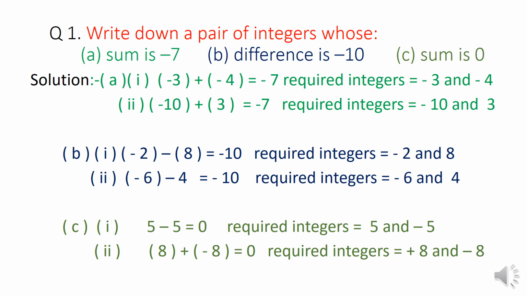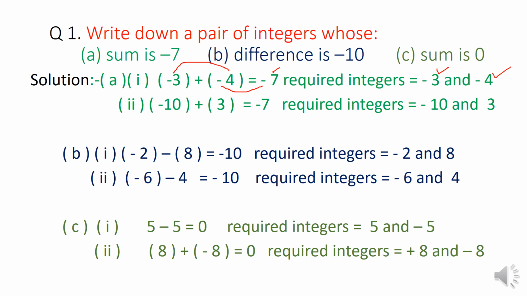Now, listen student, related to this question you will get many integers having this type of properties. So, whatever answer I am giving here is not the only answer. You can find many integers like this. Let us discuss the first one, (a): minus 3 minus 4, answer is minus 7 because these two numbers have the same sign, so they will be added. So, 3 plus 4 is 7, and the greater number's sign is minus, so exactly you are getting minus 7. So, the required integers are minus 3 and minus 4.